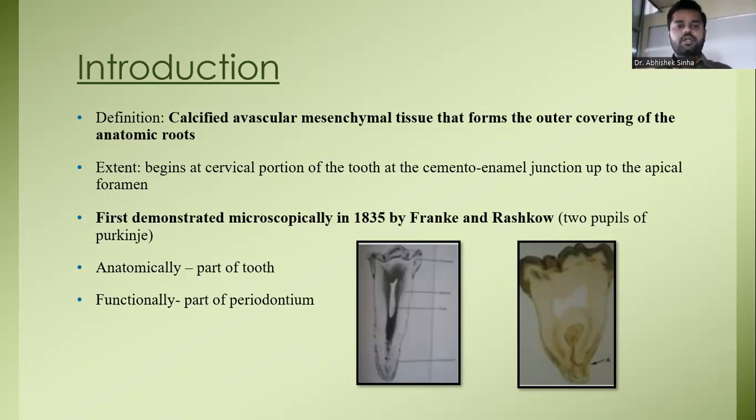It was first demonstrated microscopically in 1835 by Frank and Raschkow, the two pupils of Purkinje. You know Purkinje fibers, right? So the two students of Purkinje, Frank and Raschkow, have described this. Anatomically, we call cementum a part of tooth, but functionally it's a part of periodontium.